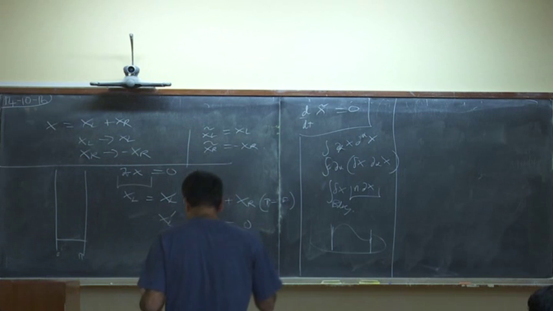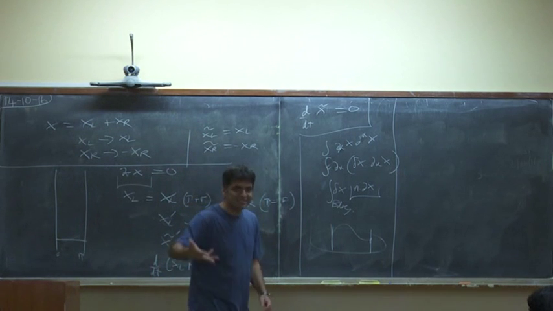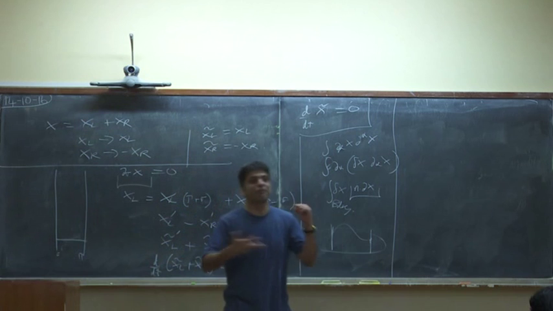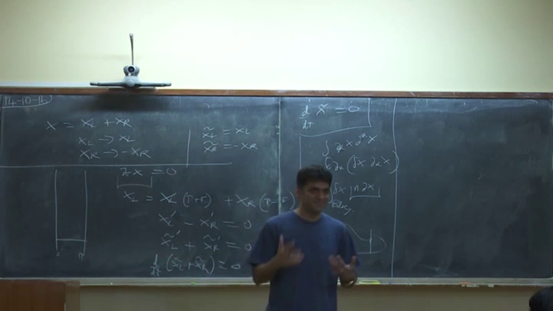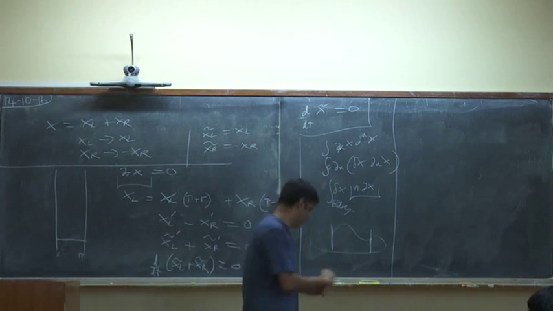So there is a space that you can build entirely from windings, and a space that you can build entirely from momentum. I see.